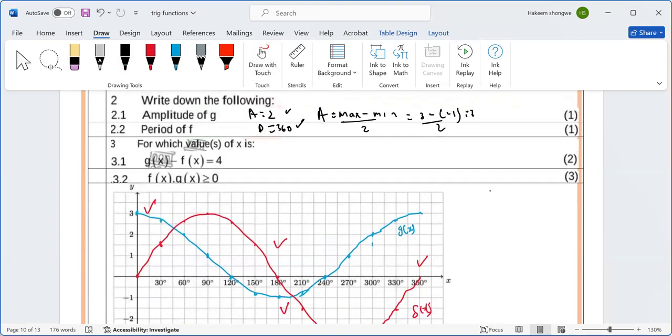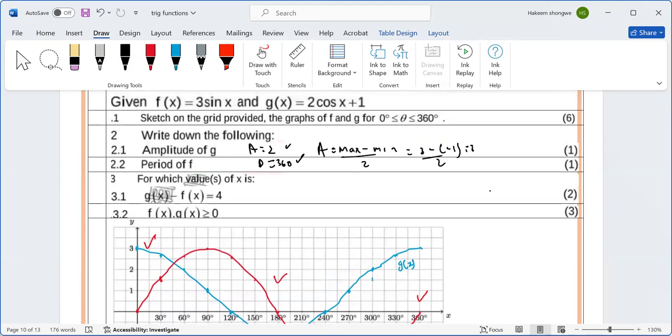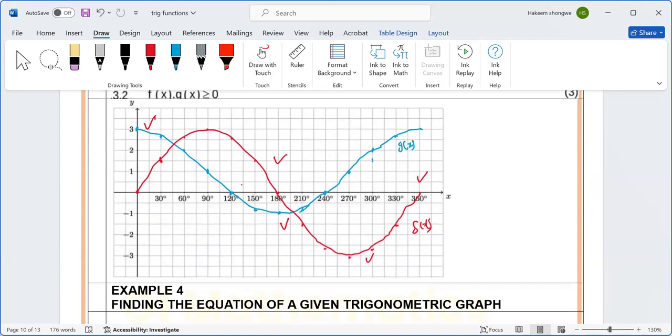On the last question, it's more of interpretation. They say, for which values of x is g of x minus f of x... g of x, they mean y. The y of g of x minus the y of f of x. If you subtract the y of g of x and the y of f of x, they should give you 4. But this is important: the y of g of x should be on top, and the y of f of x should be at the bottom. So let's go and look at the graph whereby we have the blue one being above.